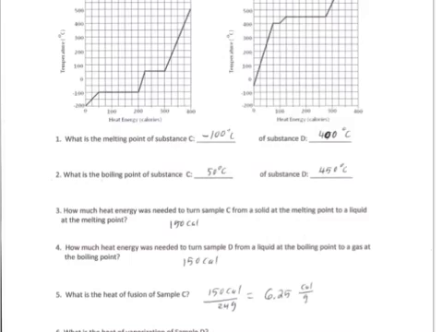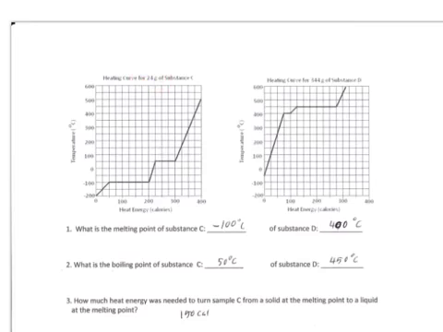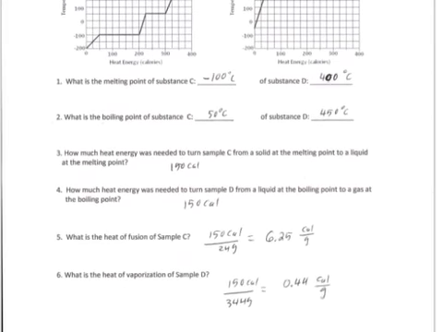So what is the heat of fusion of sample C? All I have to do is take the 150 calories needed to melt it and divide it by the number of grams, which is 24 grams. So 150 calories to melt the sample divided by the mass of the sample gives me 6.25 calories per gram. Each gram required 6.25 calories to melt.